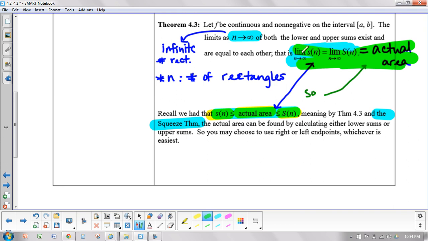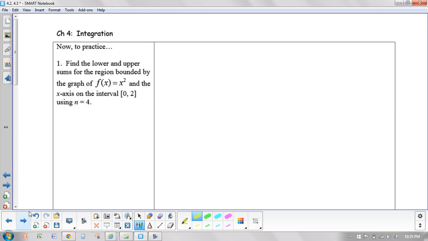Okay. In that case, that means if you're going to take infinite amounts of rectangles, then you could choose right or left. You could choose either lower or upper because it's not going to matter, because if you have infinitely many of them, you're going to get the exact area. Okay, that was a lot. Just like in most things we learn, you have all the theory parts and your definition parts, and then we have to figure out what it all means. So let's start taking a look at that.